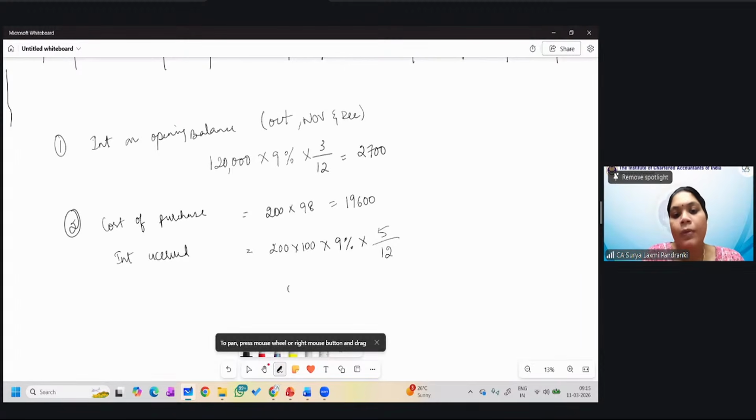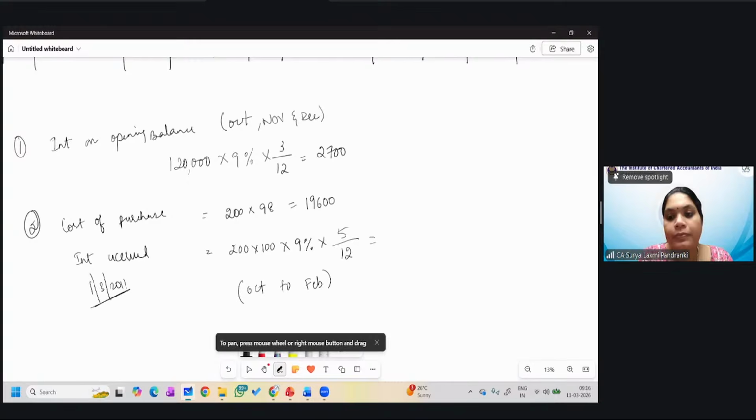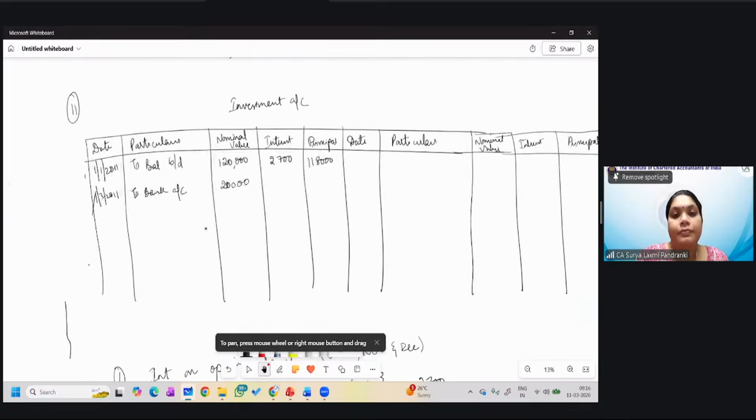It is because you'll have to take it from October to February. When was this purchase made? 1st March 2011. So from the last interest that was paid till this date, you will have to calculate the accrued interest. So it will be 5 months. Everybody agree to this? What is the value? 750. Okay. So this is 750 and this is 19,600. Done?